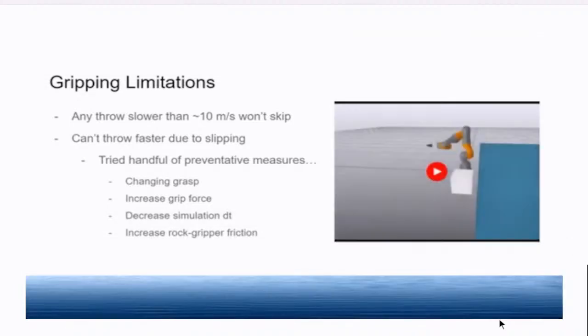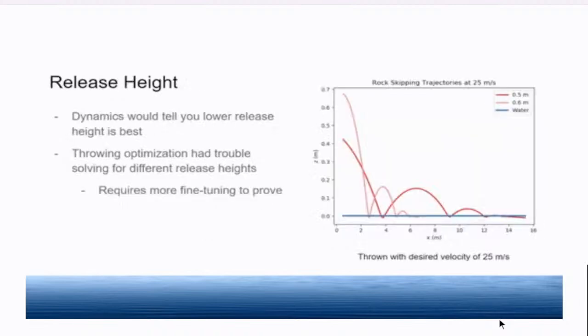But we kept running into problems where the rock would fly out of the gripper at desired velocities over 25 meters per second. We tried a few things to prevent this, but none of them helped. We tried different grasps, increasing grip force, decreasing the simulation DT, and even increasing friction. Still, none of this helped. And we saw the rock slip out as shown.